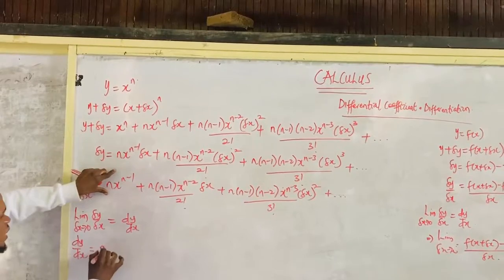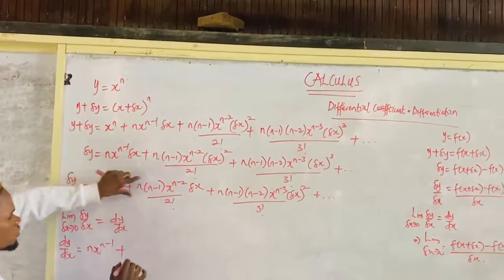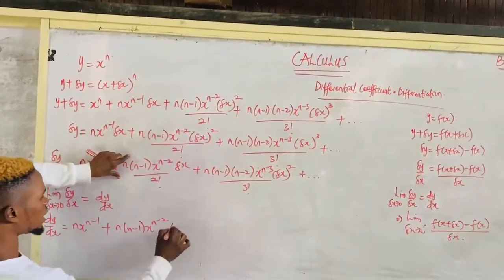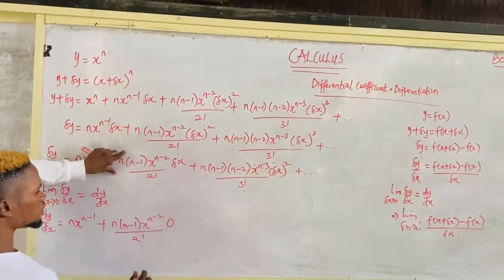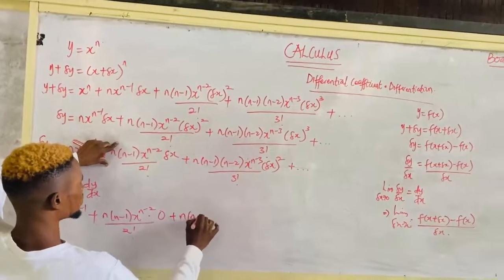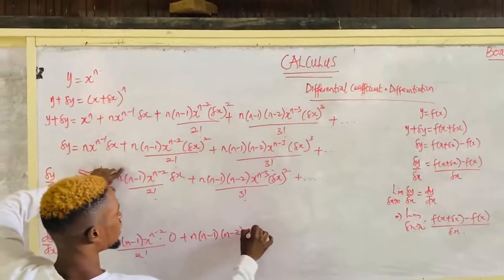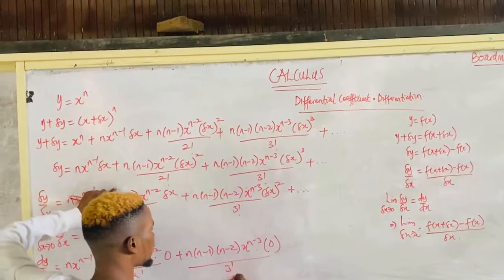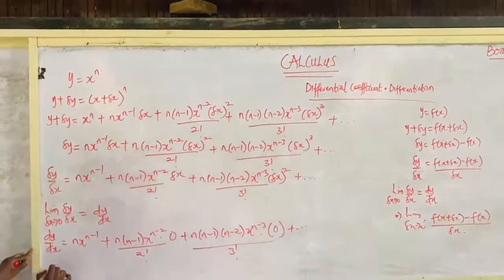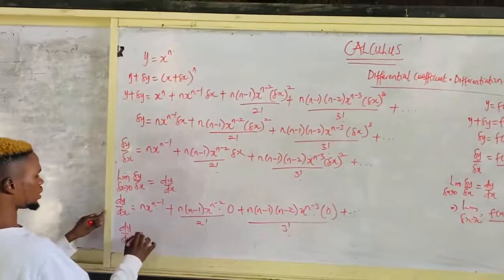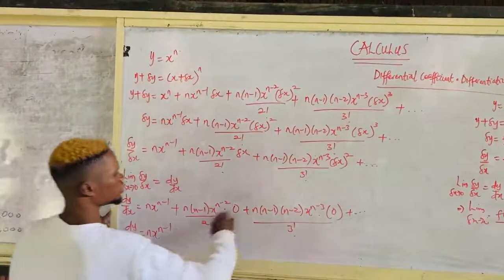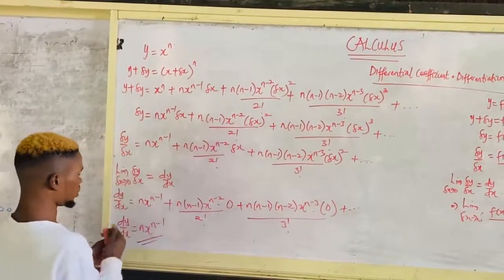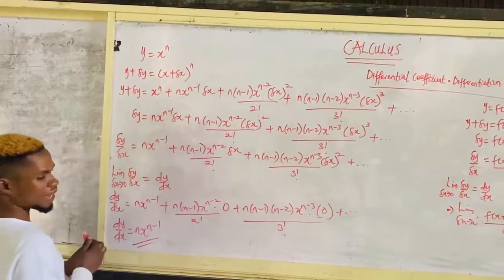Note the del x here, that's nx^(n-1) plus (n-1) x raised to n minus 2. The del x tends to what? 0. That's the limit. It is 0 over 2 factorial plus (n-1)(n-2) x^(n-3). That's 0 when del x tends to 0, the limit over 3 factorial. So that gives dy dx as what? nx raised to n minus 1. This is what? 0. So the derivative coefficient of y, which is equal to x raised to power n, is nx raised to power n minus 1.